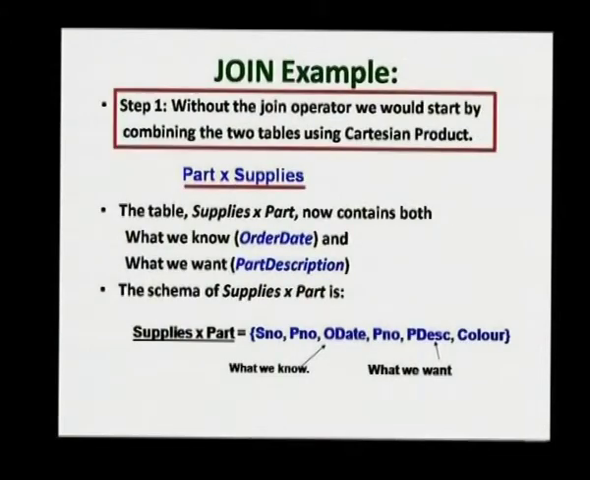So let us assume we have two tables, part and supplies, and you just combine them. Suppose part had 5 tuples and supplies had 10 tuples, you will have 50 tuples. The number of attributes will be the number of attributes in part plus the number of attributes in supplies. So let us assume 3 and 2, so 5 attributes; that will be your big table, that is your Cartesian product. So now it contains both.